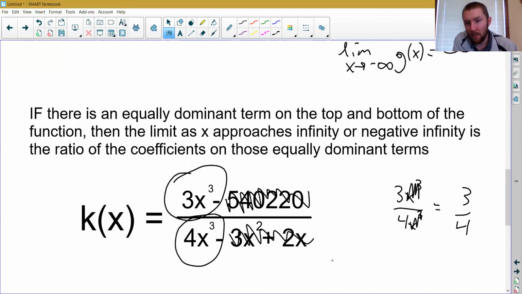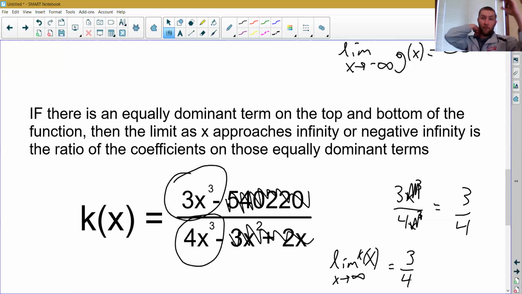The limit as x approaches, this is supposed to be k of x, as x approaches infinity or negative infinity, is equal to, in this case, 3/4. It is equal to the ratio or fraction made of the coefficients of those equally dominant terms.